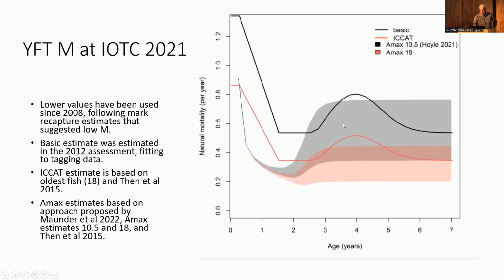And this was an approach that the grey and the red shading were values based on another model that Mark and others had suggested, where you had a declining natural mortality early for juveniles and then an increasing natural mortality later on as fish matured. So this was a hypothesis that mature tuna had an increased rate of natural mortality.